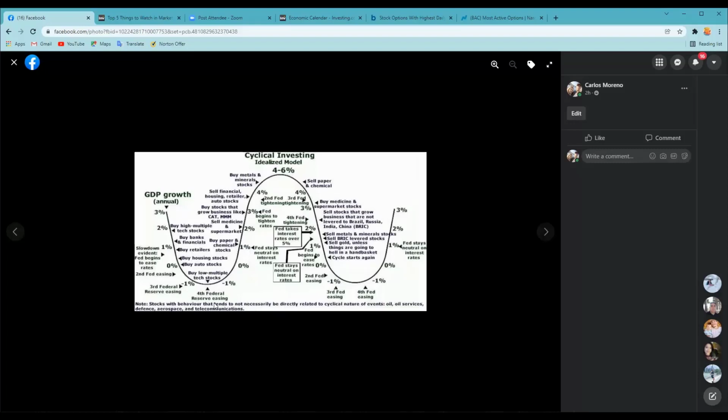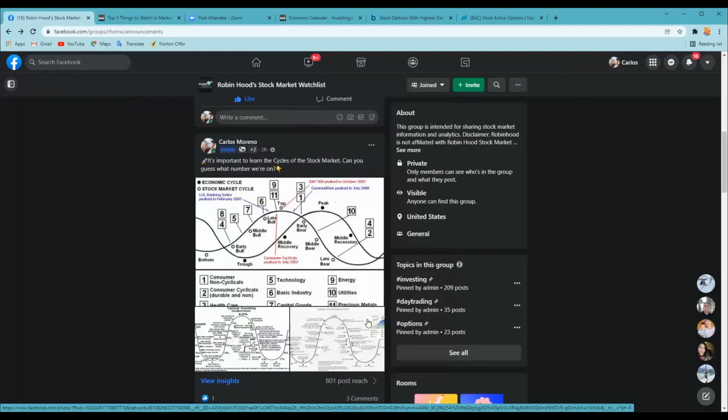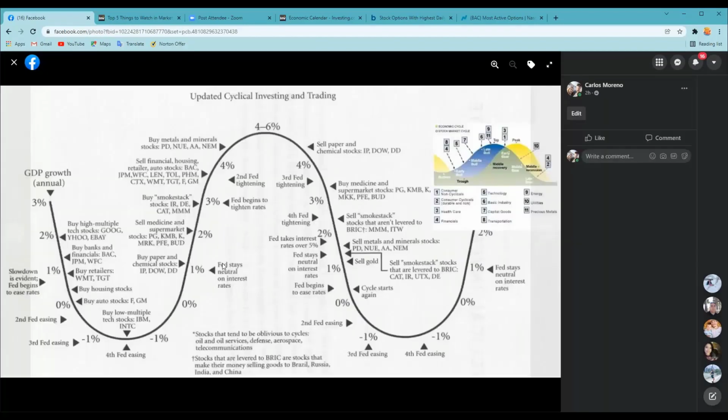And so as it then starts to come up, we've already bought our tech stocks, buy the paper and chemical stocks, supermarket stuff, like retail, and whatnot. Buy stocks that grow businesses and stuff. Sell financial, housing, retail, auto stocks that we bought earlier over here, and then over here we can buy paper and chemical. It just kind of goes on and on. This is in our announcement area, so that's there for your advantage, and you can click on that too. That's a little larger, a little bit more detailed. It's just highly valuable information.